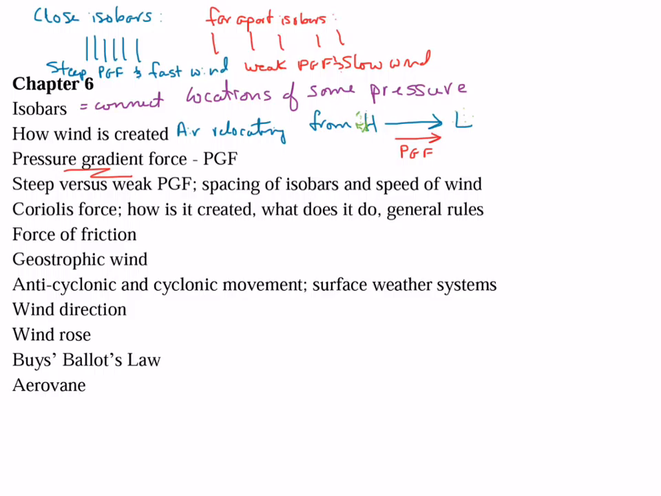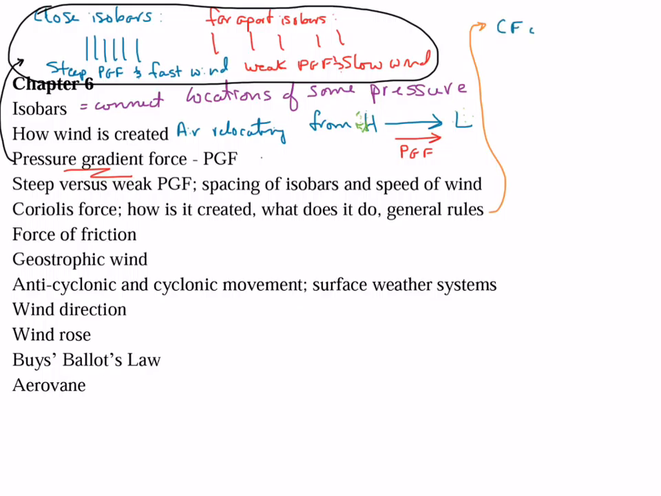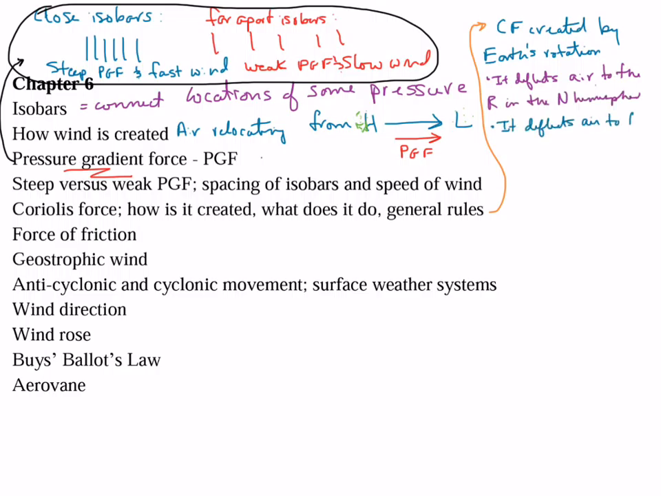Okay, so the Coriolis Force. The Coriolis Force is created because the Earth is spinning on its axis. So kind of over here on the right, I put the CF stands for Coriolis Force. So it's created by Earth's rotation. It deflects air to the right in the northern hemisphere. And the Coriolis Force deflects air to the left if you're in the southern hemisphere. And then the Coriolis Force is strongest at the poles and weakest at the equator.